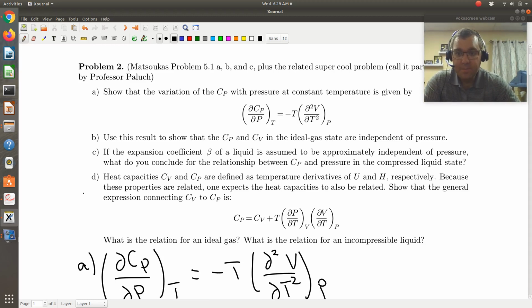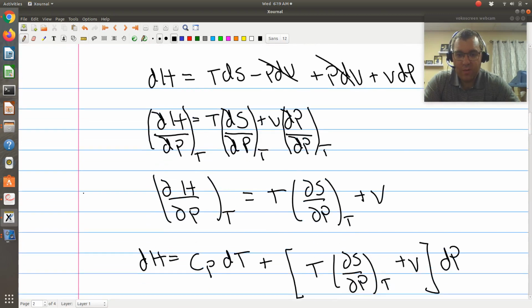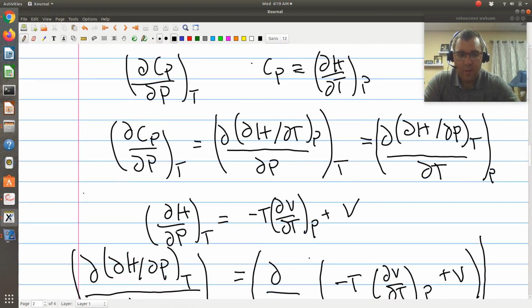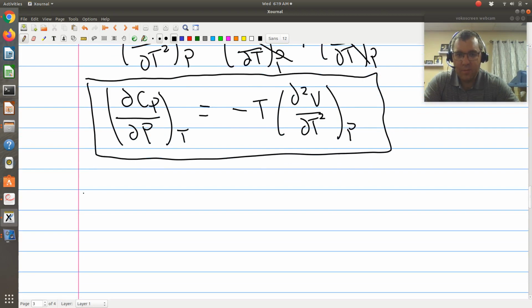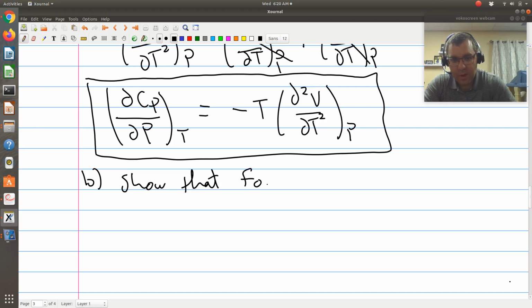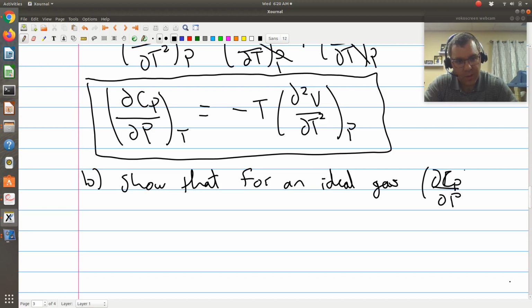All right. Just show that this means for an ideal gas that heat capacity is independent of pressure. Okay. So in part B, we want to show that for an ideal gas, the partial of Cp with respect to P at constant T is equal to 0, which would tell us that Cp is independent of pressure.